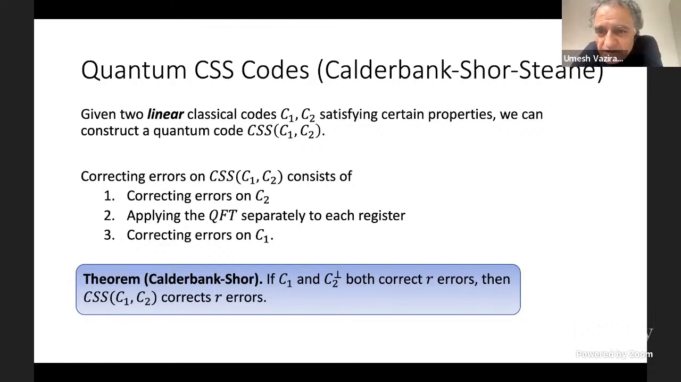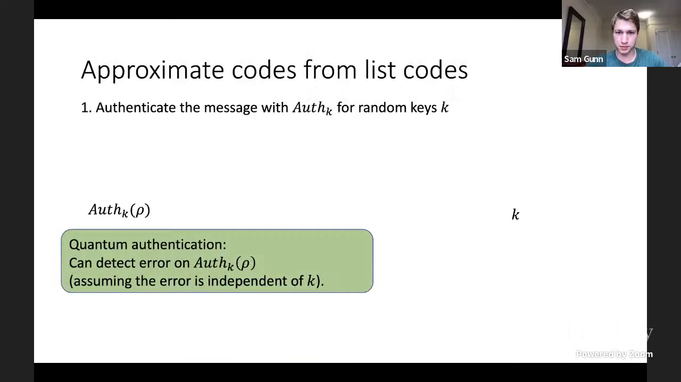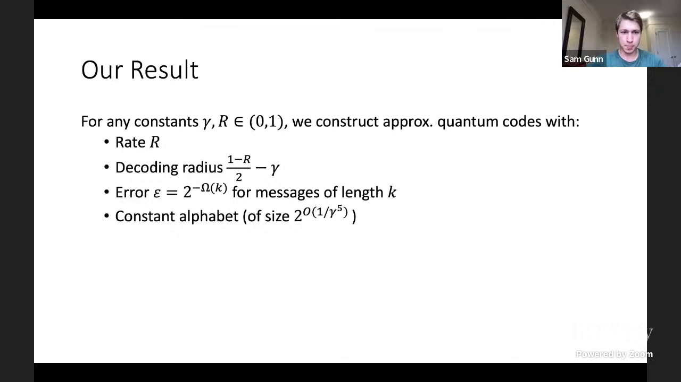I'm sorry, Sam. Could you say what are the conditions you need from the list decoding? Because you said there's already existing quantum list decodable code. So why do you need new ones? And what parameters are you looking for? Yeah, so we want parameters reaching the quantum singleton bound. So these are the parameters that we want.